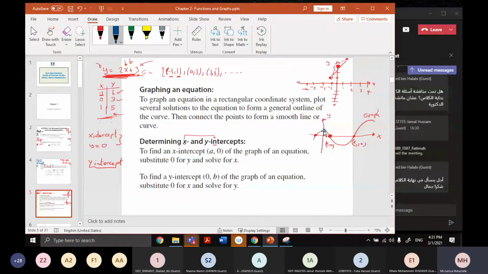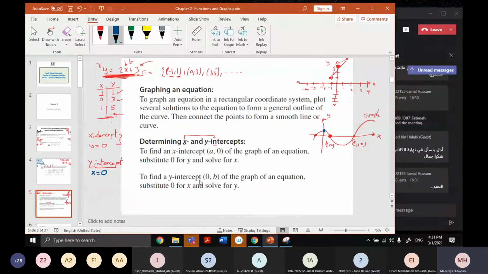Okay, what is the value here? If this is the x-axis and this is the y-axis, the value of x here is 0. So to get the y-intercept, we are going to substitute x equal to 0 in your graph. So for the x-intercept, what are the values? For the x-intercept we said y is 0. So a point like this: a value x1 and 0.